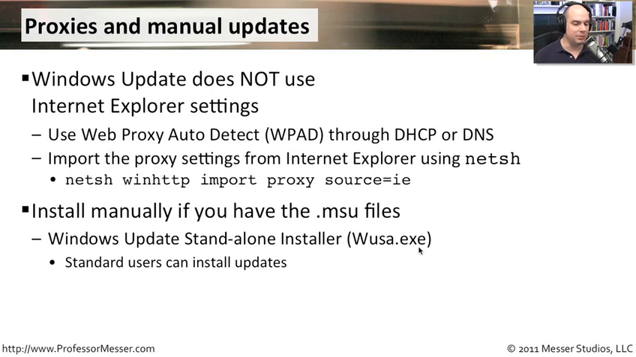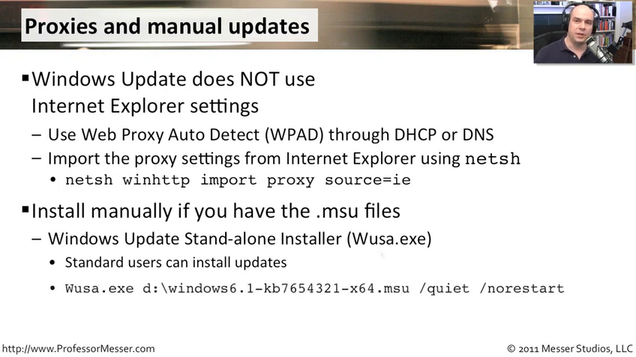So if the user is not able to directly install using the MSU file, you can always do it using that WUSA right there at the command line. And here's a command line that you might use to run in a batch file or run at your command prompt on your computer, the WUSA.exe. You would specify the location of the MSU file. Here's one that's for Windows 6.1, the knowledge base article 7654321. I just made one up to show you what that would be like.